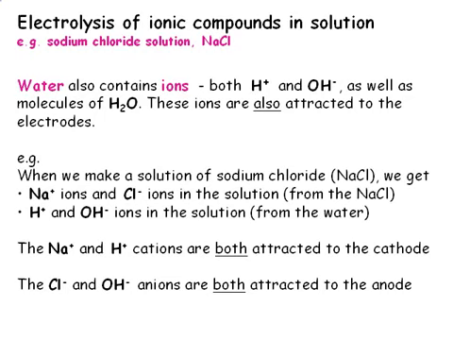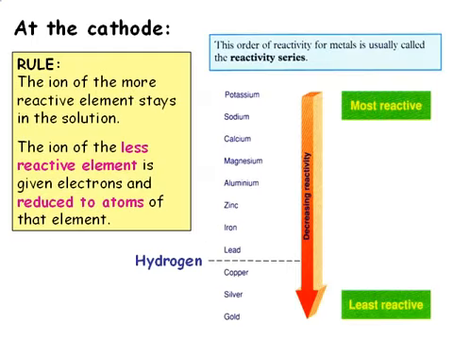Both types of positive ion will be attracted to the cathode, and both types of negative ion will be attracted to the anode. There is a rule that we can apply to work out which of these two types of positive ions gets reduced at the cathode to form an element, and which one is unaffected. The rule is that if the metal ion is less reactive than hydrogen, it gets reduced and forms a layer of the metal on the cathode surface.